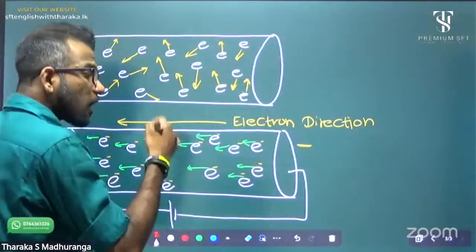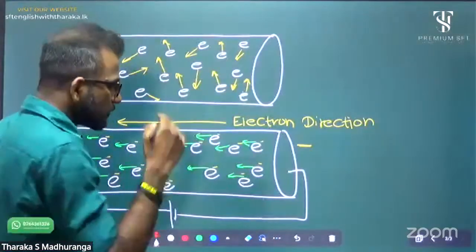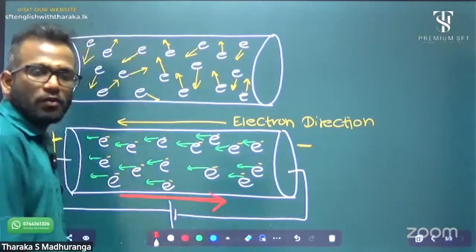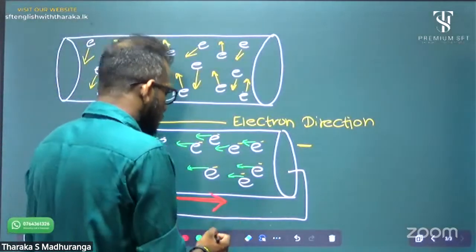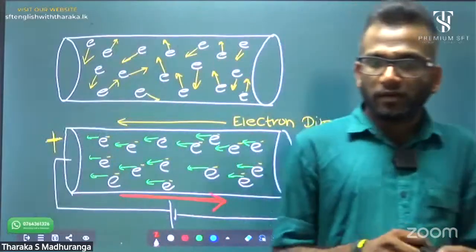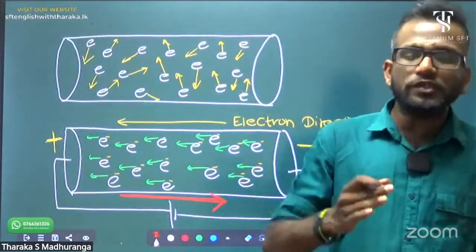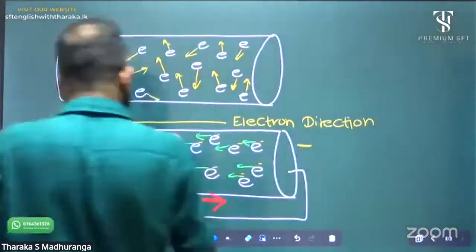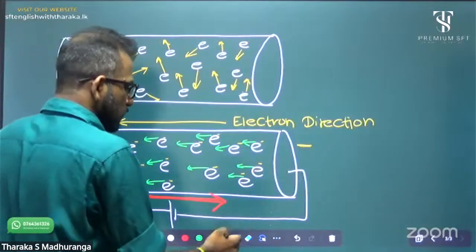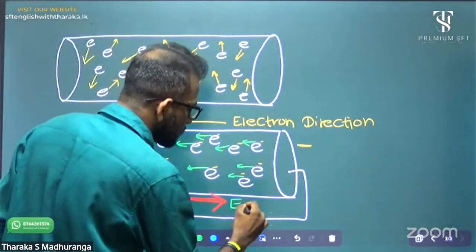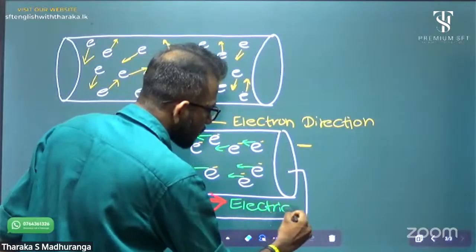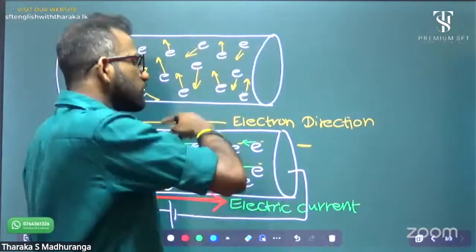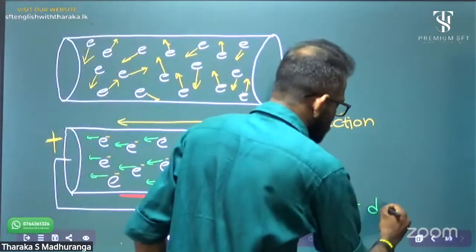The electric current, I, is formed in the opposite direction of the electron direction, and that is what we call the current direction. Current always forms from positive charge to negative charge, positive to negative direction. In this conductor, the electric current is formed from positive to negative.